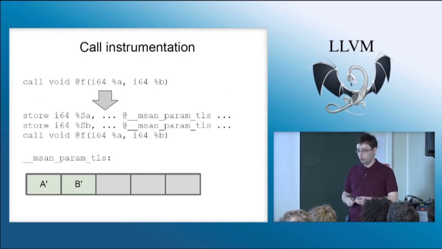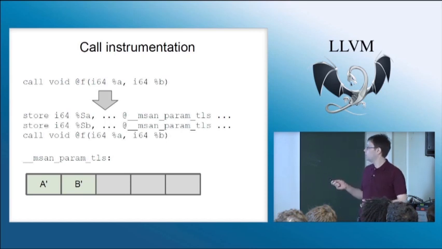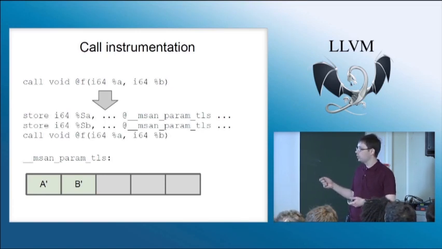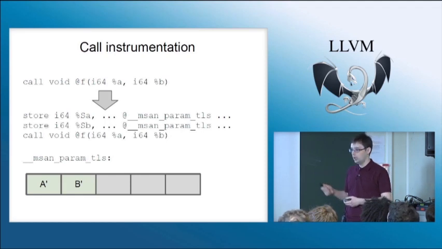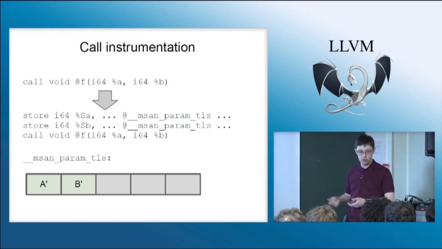Since we work on a function basis, we need to propagate shadow through function calls. We use a TLS slot for that. So when we instrument a call instruction, we add all shadows for call arguments to this TLS slot, and in the function we extract them from the TLS slot and associate them with the argument temps.